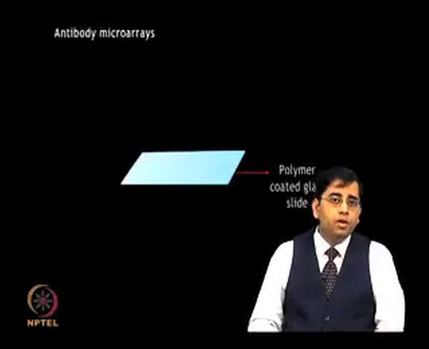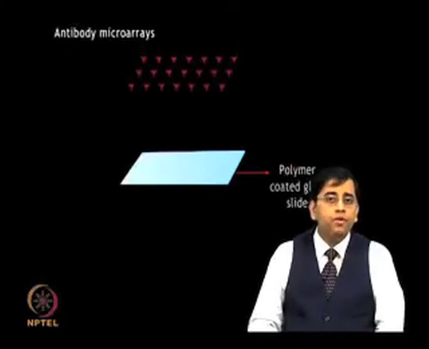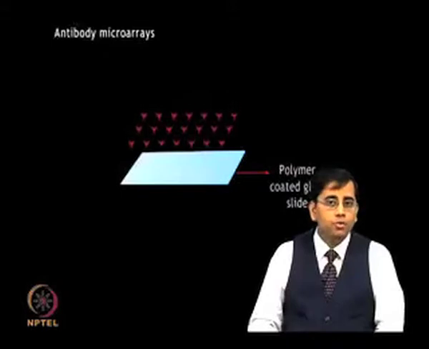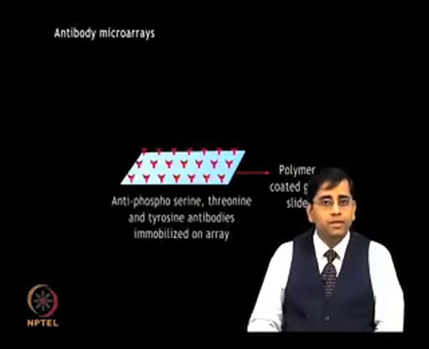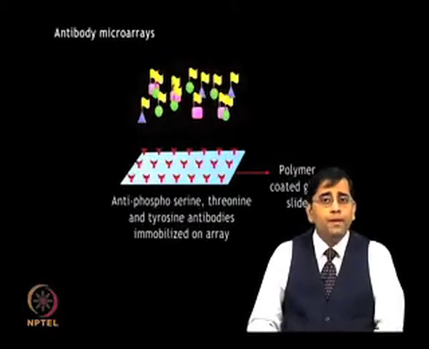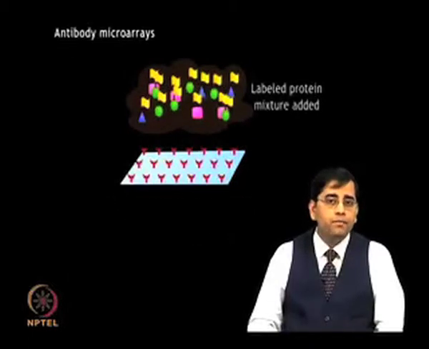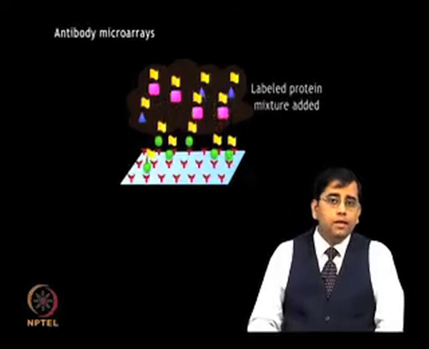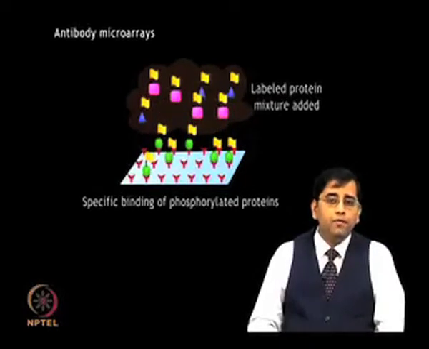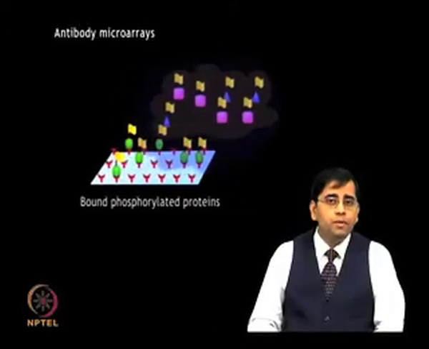Antibodies specific to phosphorylated serine, threonine or tyrosine residues as well as motif antibodies can be immobilized onto a suitably coated microarray surface and used for detection of post-translational modification. The complex protein mixture containing modified and unmodified proteins is labeled with a suitable fluorescent tag molecule and added to the array surface. Specific binding interactions occur between the phosphorylated proteins and their corresponding antibodies. Array is washed to remove any excess unbound proteins from the surface.